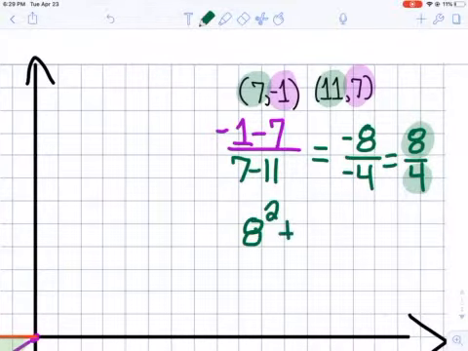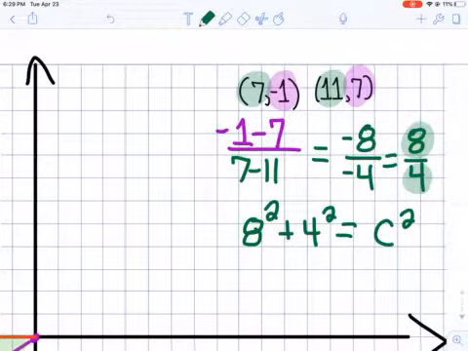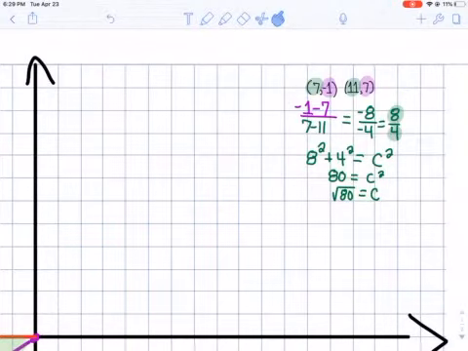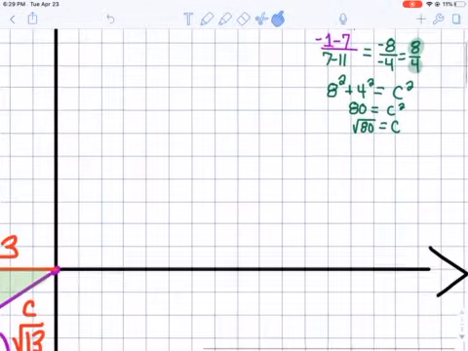Just plug this in the Pythagorean theorem. 8 squared plus 4 squared equals c squared. Do a little bit of math here. You get 80 equals c squared. Square root of 80 equals c. So that gives me my distance between these 2 points. What I'm also going to do is this time I did the formula first. I'll show you how it works on the graph so you can see how it works.